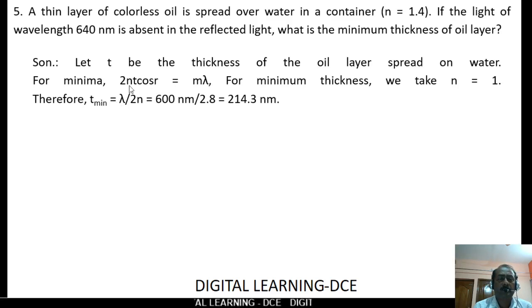For minimum thickness, t minimum equals lambda by 2n, and cos r is taken as equal to 1. Therefore, lambda is 640 nanometer divided by 2 into n. Refractive index is 1.4. On multiplication of 2 into 1.4, it becomes 2.8. This is equal to 214.3 nanometer. This is the solution for the above problem.